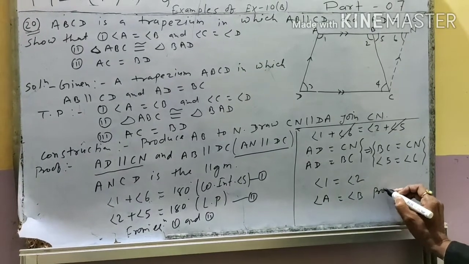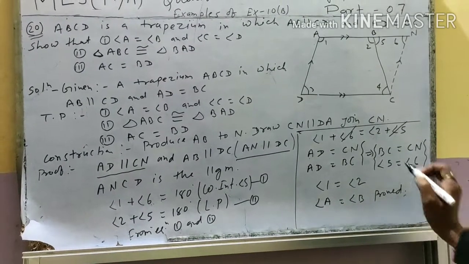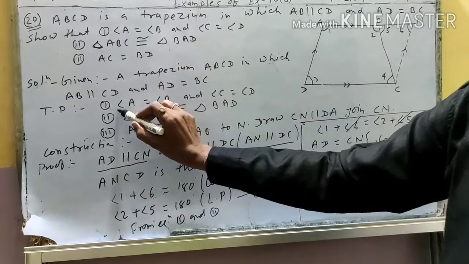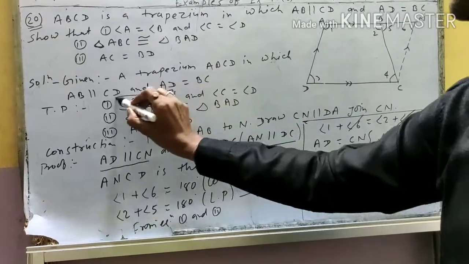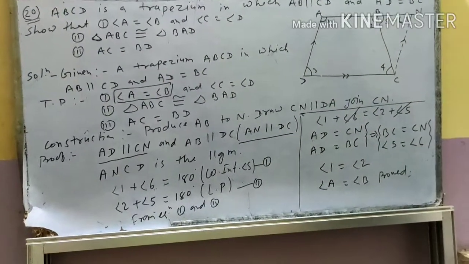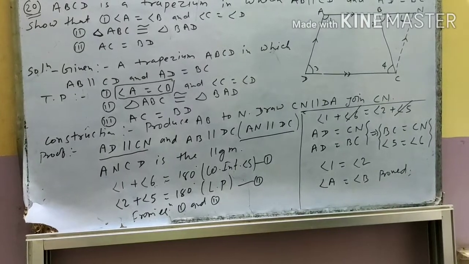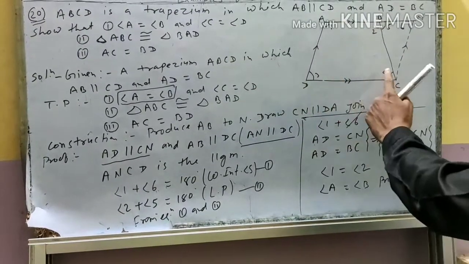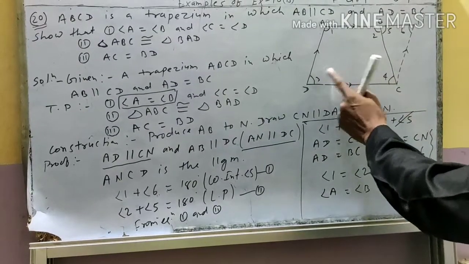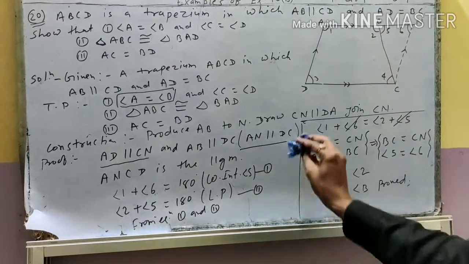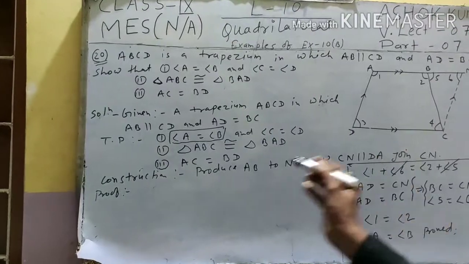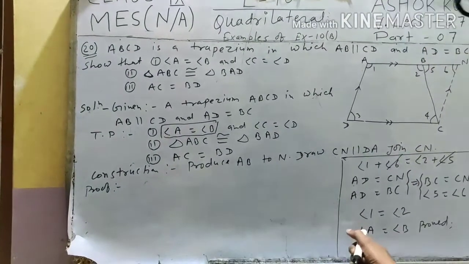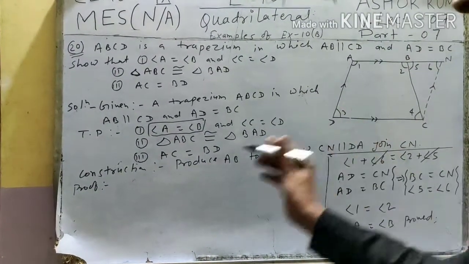This is the first of the first part. First of the first part is proved: angle A is equal to angle B. Okay. In second part, angle C is equal to angle D. That means angle 4 equal to angle 3, or angle 3 equal to angle 4. Angle A equal to angle B proved.